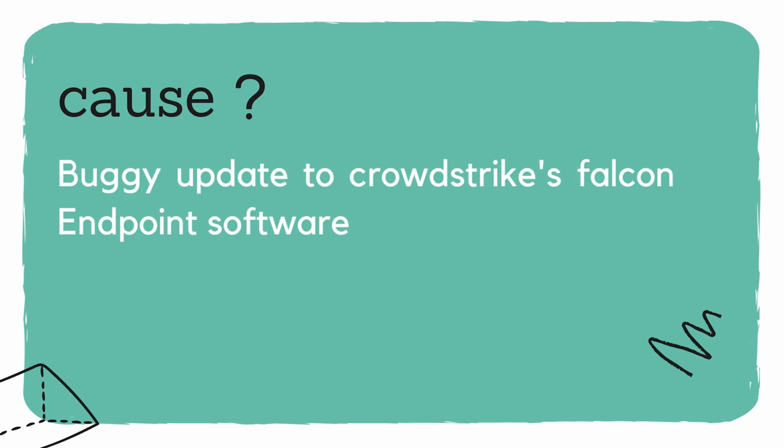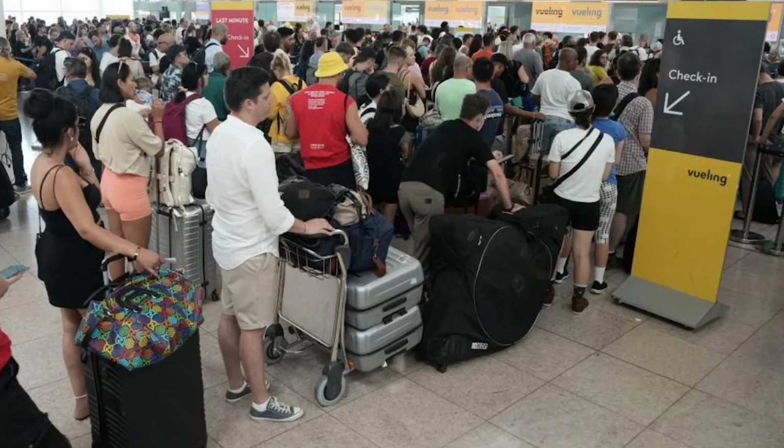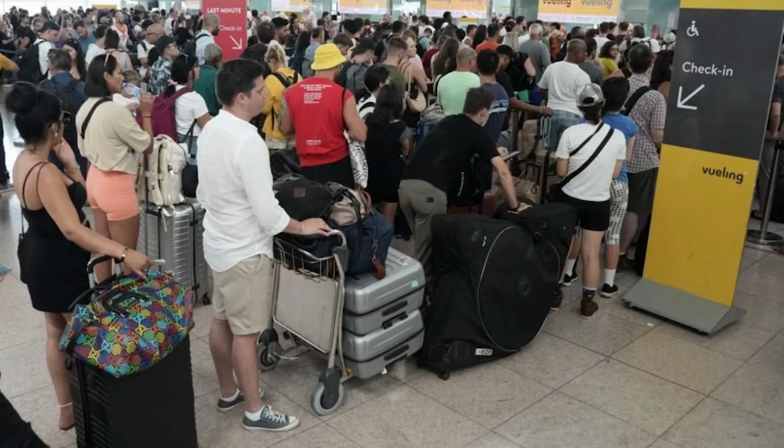A buggy update to CrowdStrike's Falcon endpoint protection software caused this issue. What was the impact? Systems crashed with the blue screen of death, which is also called BSOD, rendering them unstable. And this led to outages at businesses, airports, hospitals, and other organizations.